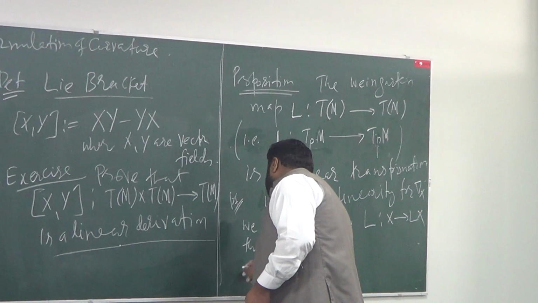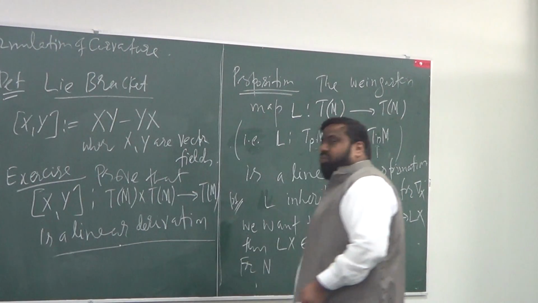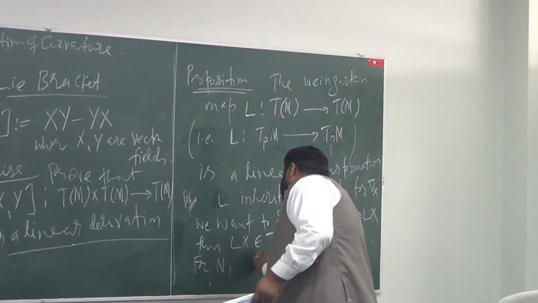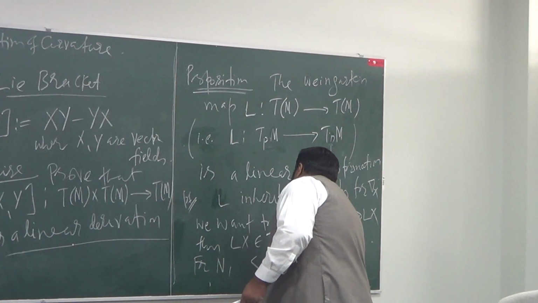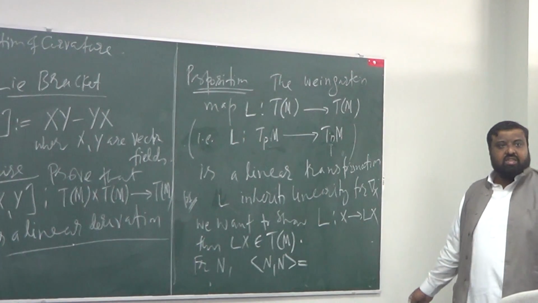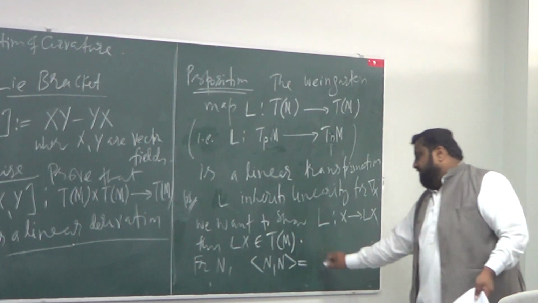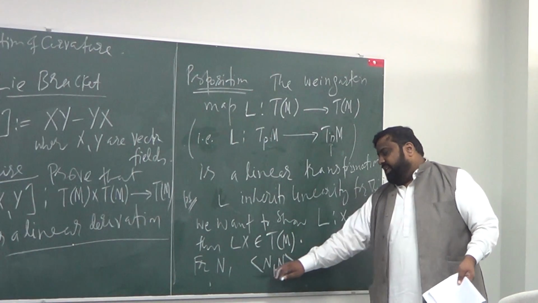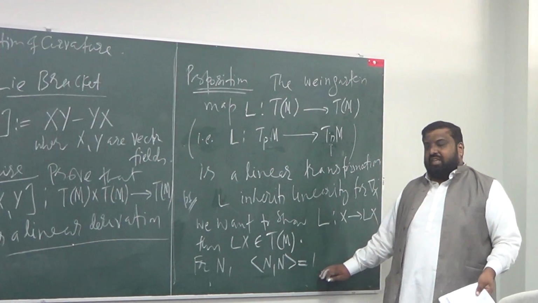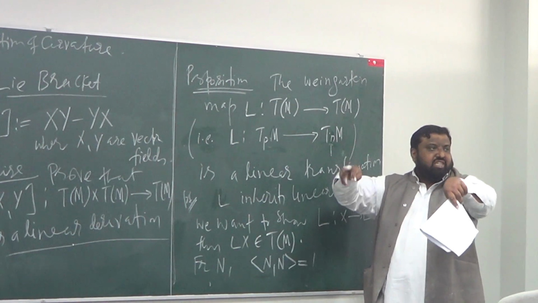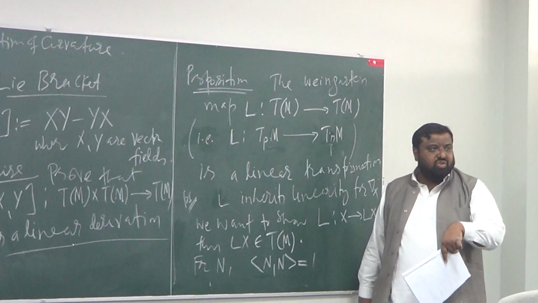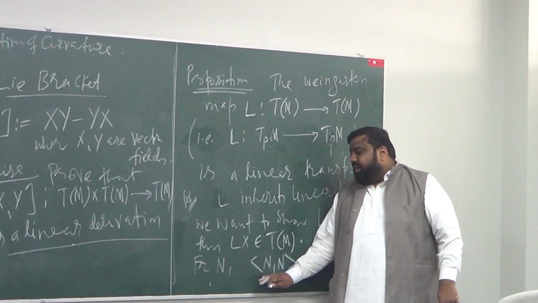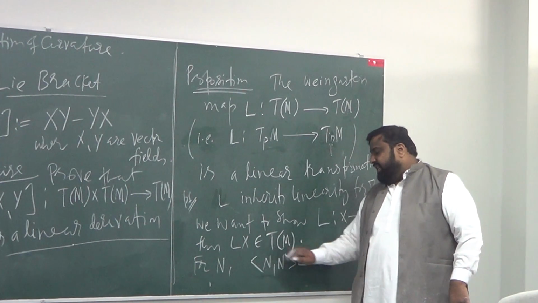So what is n? For the normal vector n I know that the inner product of n with itself is 1, because this is equal to the magnitude of n squared, and n is a unit normal vector, so its magnitude must be 1. So in other words, if I compute any kind of derivative of this, then it must be 0.